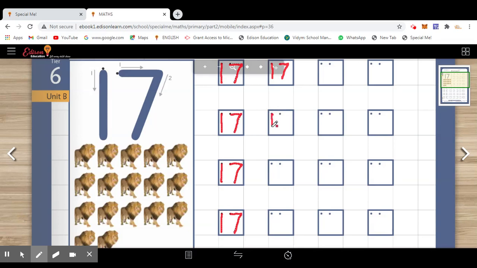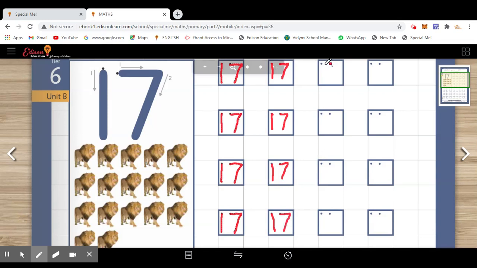You have to draw number 17 again and again. Okay, students, which number is this? This is number 17. 1, 7, 17. One more time. First of all, you have to draw number 1 and then you have to draw number 7. So it will become number 17.